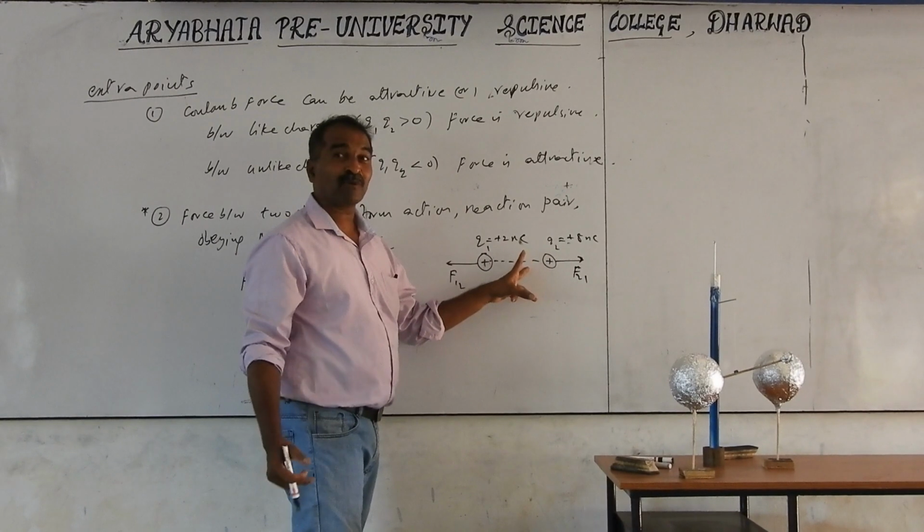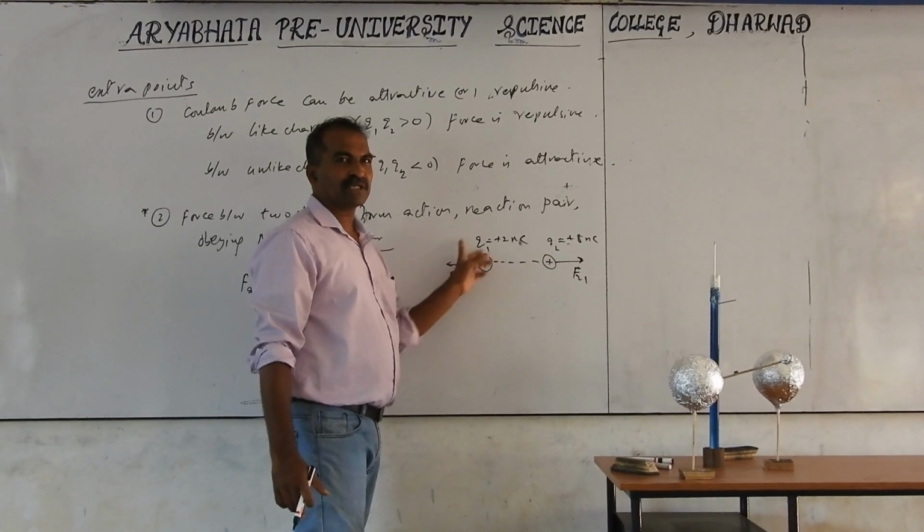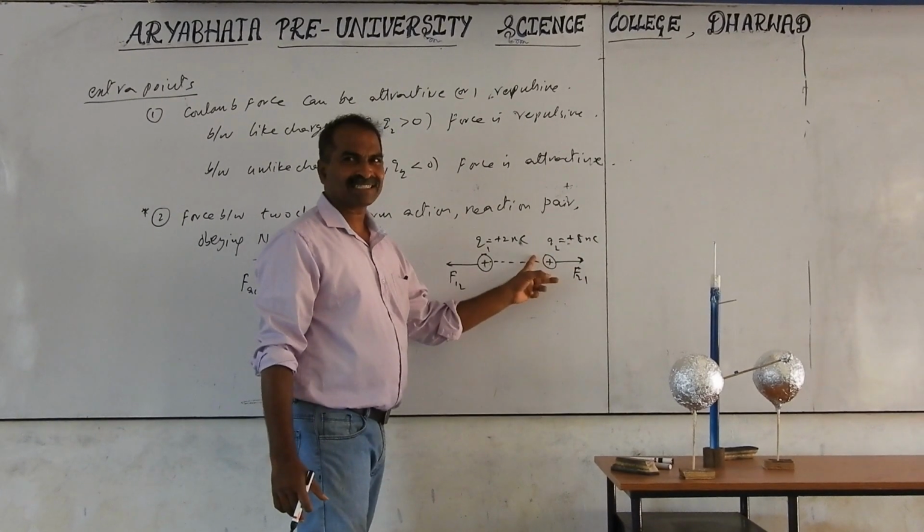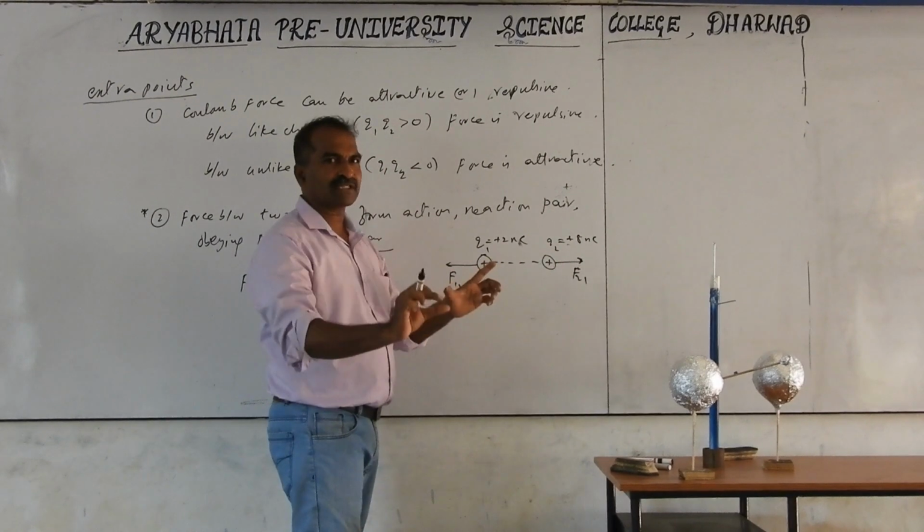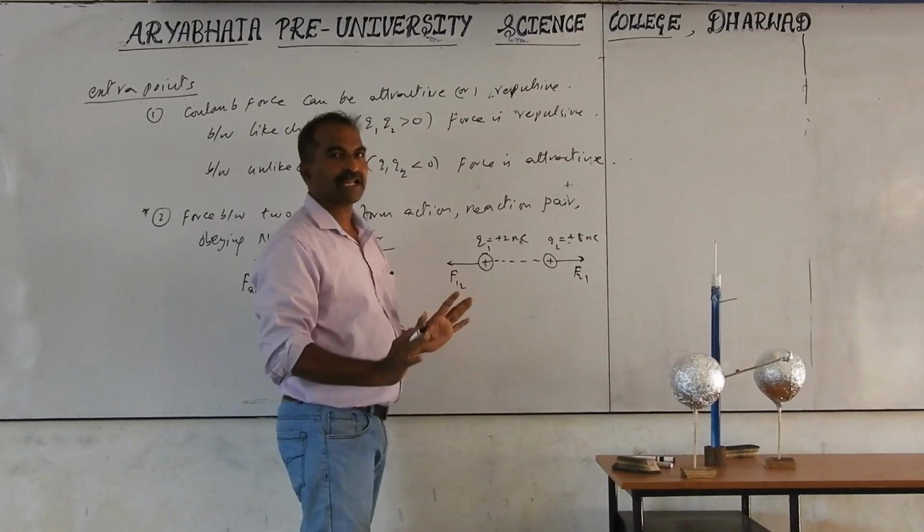It is 5 newtons. Both are equal in value but opposite in direction. If this is 5 newtons, that is also 5 newtons. Minus indicates only the opposite direction. You can say in words that it is 5 newtons but in the opposite direction.